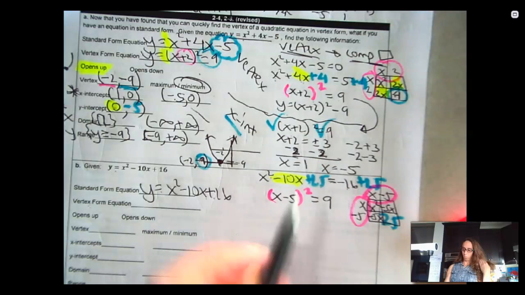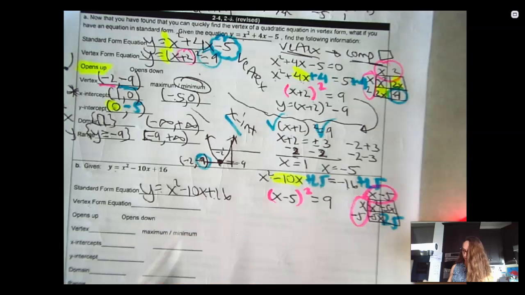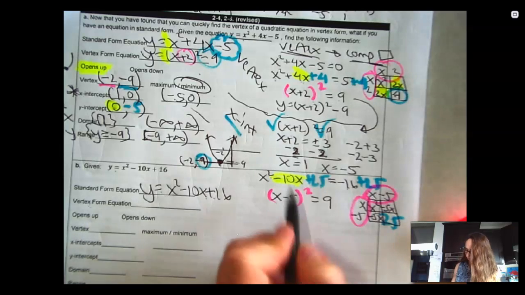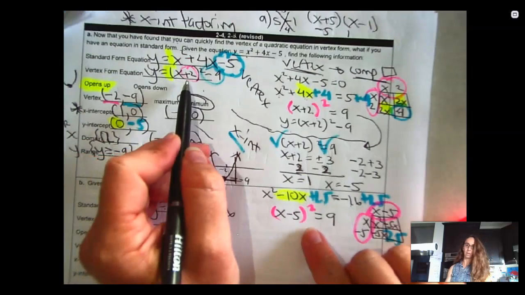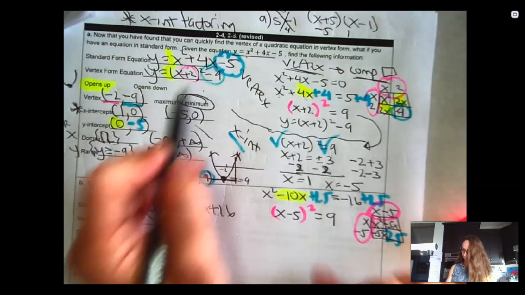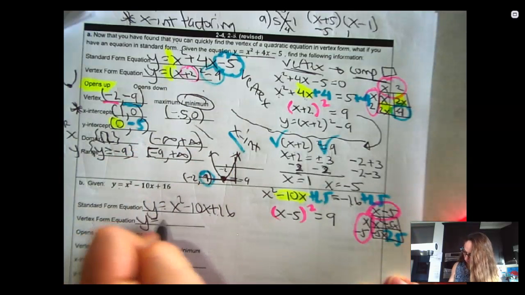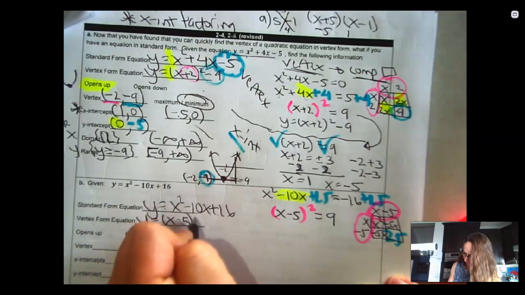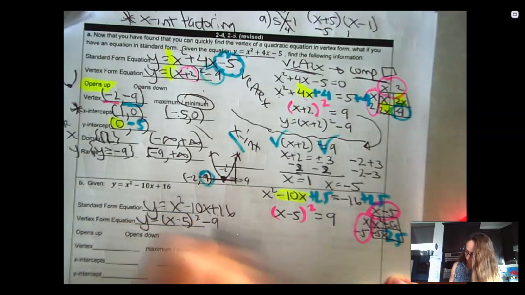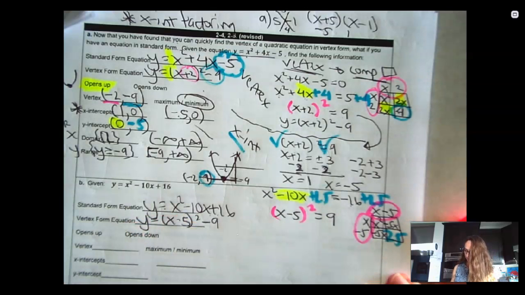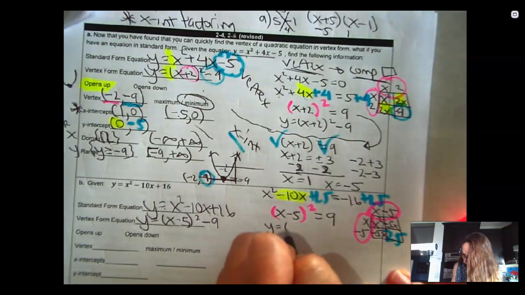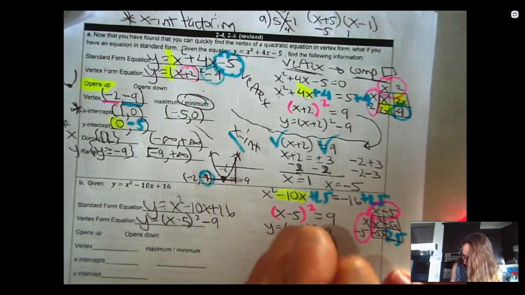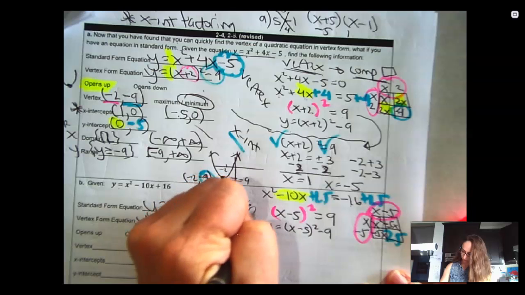Interesting. What did we do now at this point? Oh, wait, we're finding it in vertex form. So in vertex form, if you look up here, you got to put the number on the other side. So it's y equals x minus 5 squared minus 9. Okay? So let me rewrite that here so that you can use it for your notes. And that's finding your vertex.